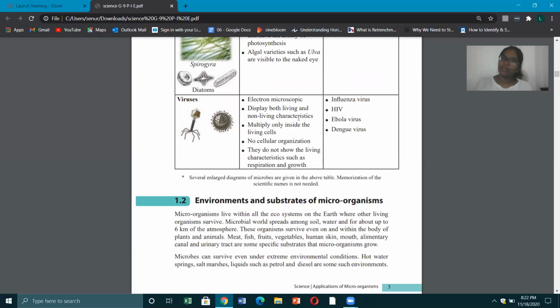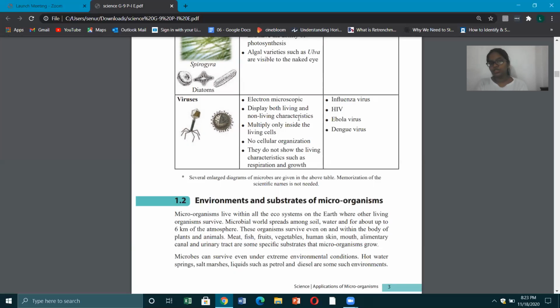Okay, they are electron microscopic, really, really small. You can't see it with your eye. They display living and non-living characteristics. Children, it's better if you can highlight that part. Okay, multiply only inside the living cells.